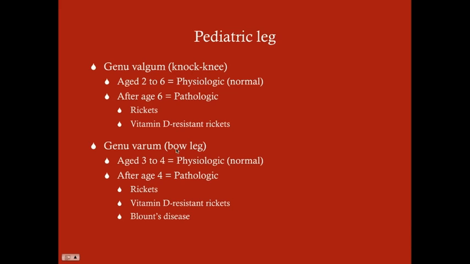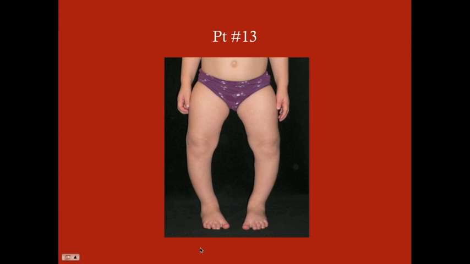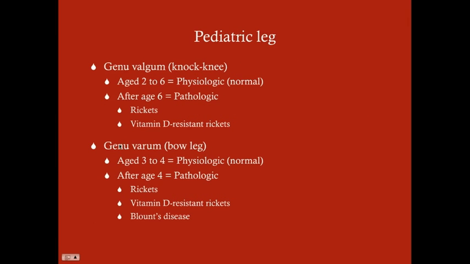Now, what we saw in this patient was genu varum. This has a smaller window of normalcy. It's normal between ages of 3 and 4. Now, if the patient is older than age 4, then it is abnormal genu varum. So genu varum is bow leg. And the way I like to remember it is, this is genu varum, right? You've got more space between the knees, more air between the knees. Genu varum. So, genu is just the Latin word for knee.